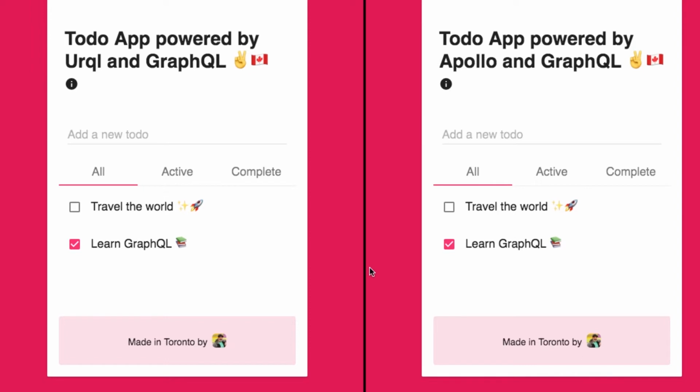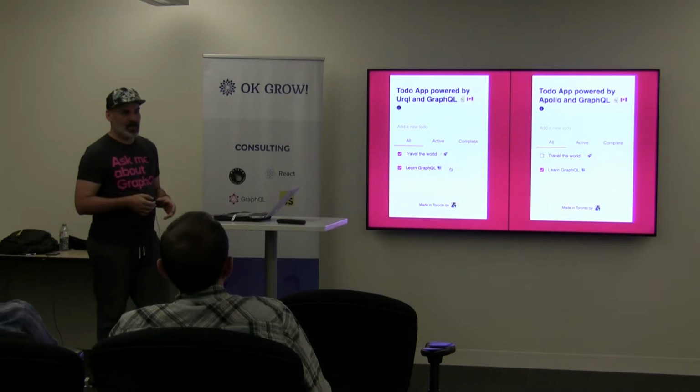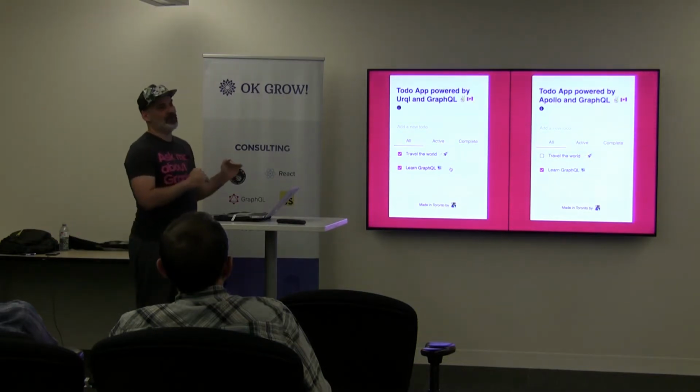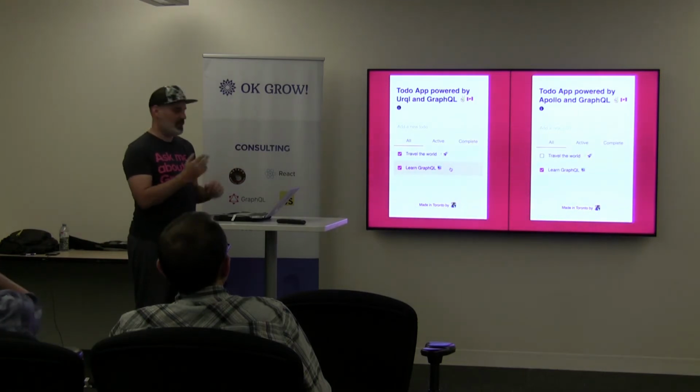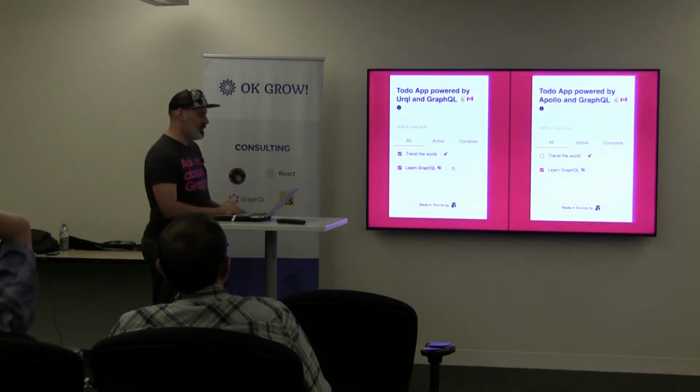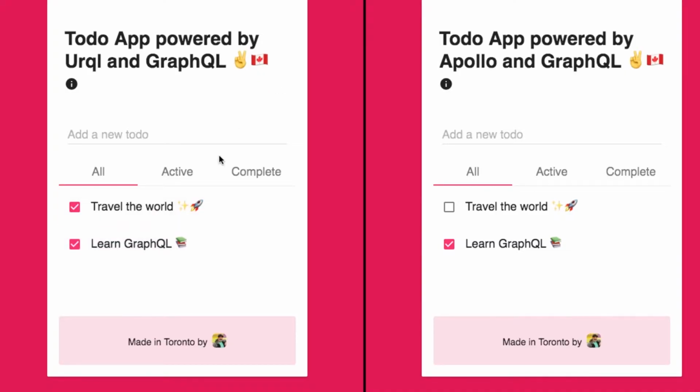So this is the live demo, and this is just a pretty straightforward to-do. It's using a GraphQL server that I created with an online tool called Launchpad. I'm able to create a GraphQL server on the fly. I can just change the code, and I use that to build these clients. I also added some emojis. It's totally compatible with emojis.